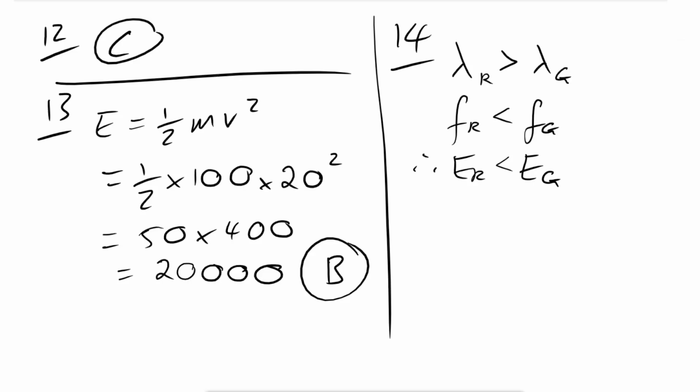Let's have a look. A, E2 to E1. No, that looks like it's exactly the same as E4 to E2, so not that one. E3 to E1, no, that's massive, so it's not going to be that. E3 to E2, yes, I think that's correct. Let's just check. E4 to E1, that's massive as well, so it's not going to be that.